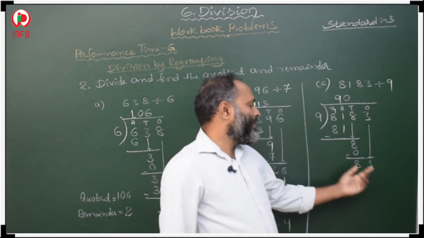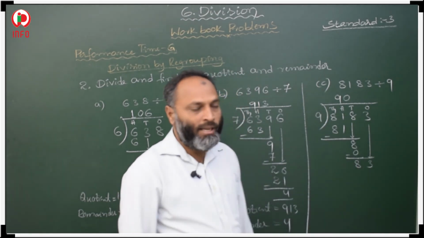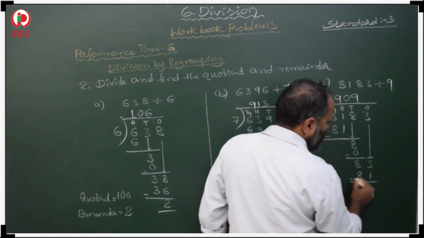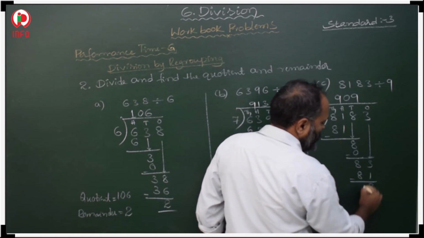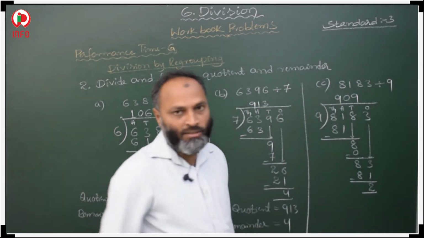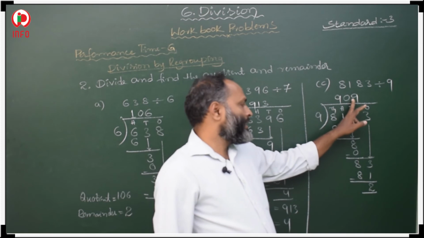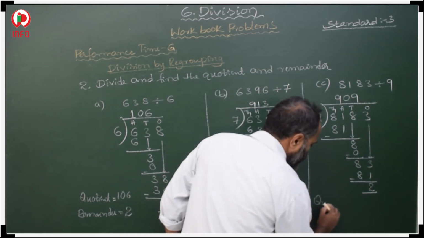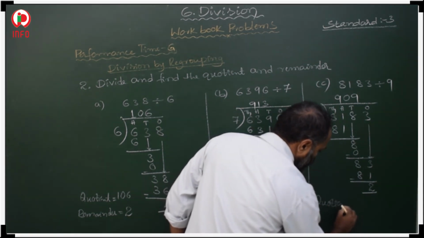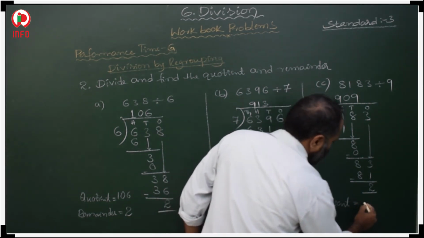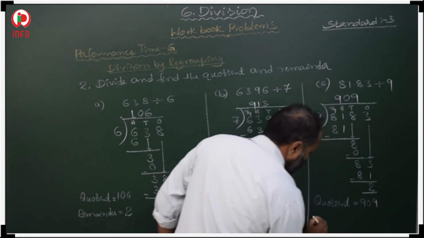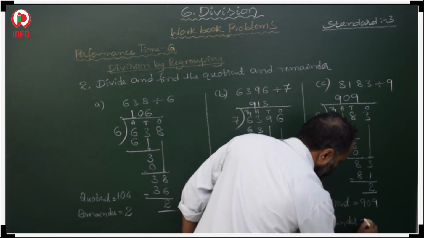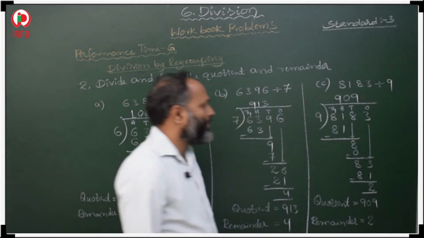Then in the 9 table, when you get 83, again 9 9s are 81. 9 9s are 81, minus: 3 minus 1 is 2, 8 minus 8 is 0, do not write that 0. So here this is your quotient and this is your remainder. So write your quotient. Your quotient is 909 and the remainder is 2. Okay.